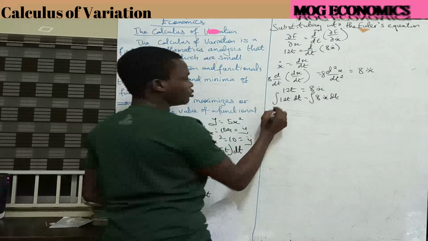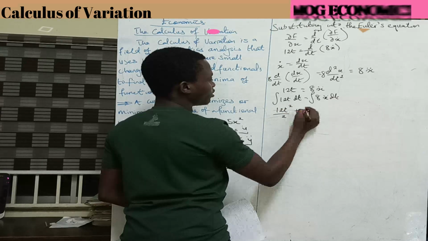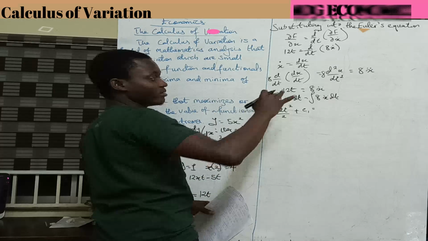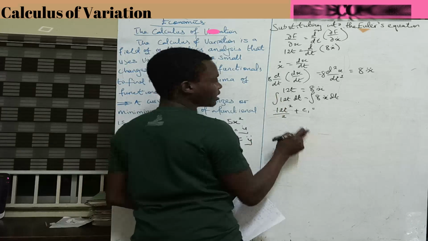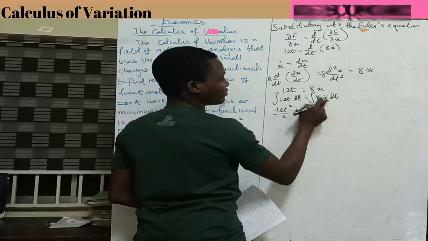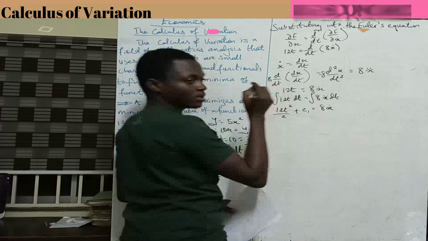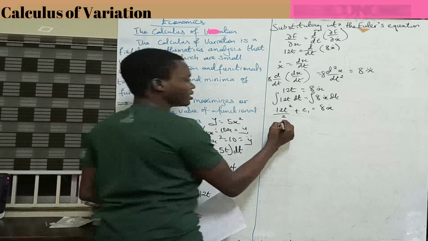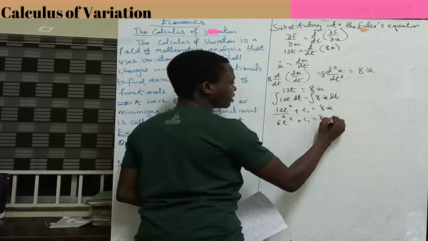So here we'll be having 12t squared over 2 plus the constant, let me call it c1, because we are integrating two times, right? So we'll be having two constants. The first constant is c1. Then when we differentiate this once with respect to t, we have 8x dot. You understand? There is no constant. So this is now 6t squared plus c1 equals 8x dot.